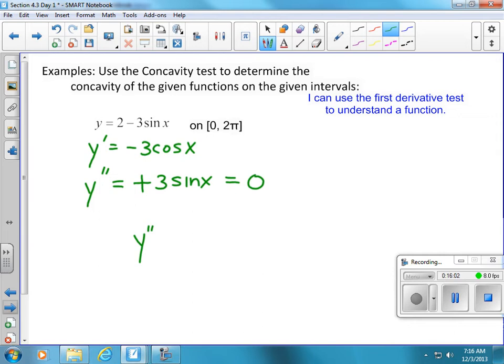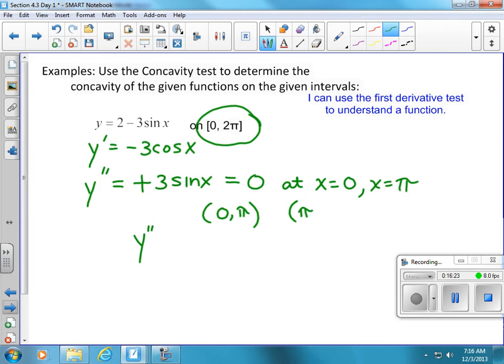So sine is 0 at x equals 0 and x equals pi, right? Sine is 0. So we're going to make two intervals. We have 0 to 2 pi here: one from 0 to pi, and the second one from pi to 2 pi. Okay, so these are our two intervals.